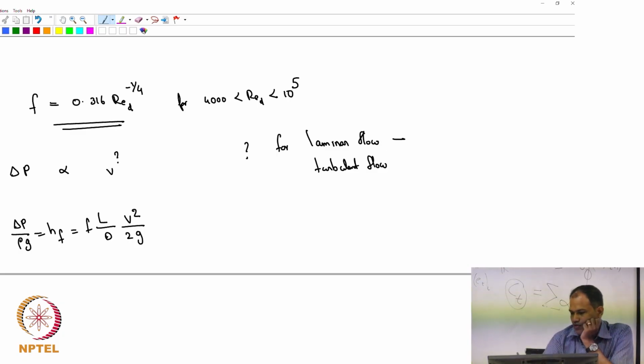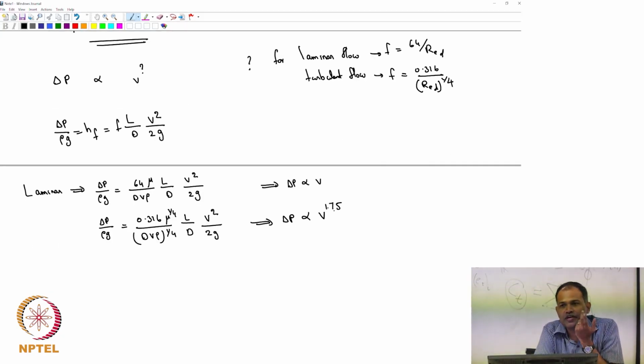So for laminar flow, f is that, for turbulent flow, f is that, so it's almost square dependent. So if you double the average velocity in laminar flow, the pressure drop will double, but for turbulent flow, it will go up by almost 4 times.